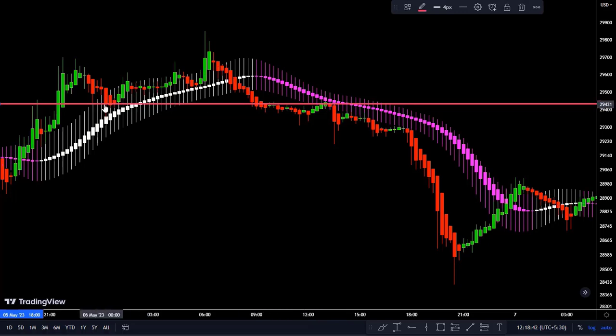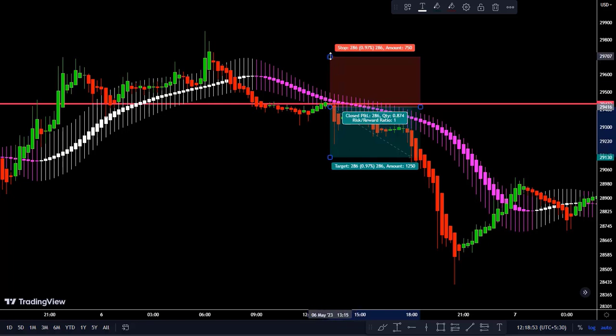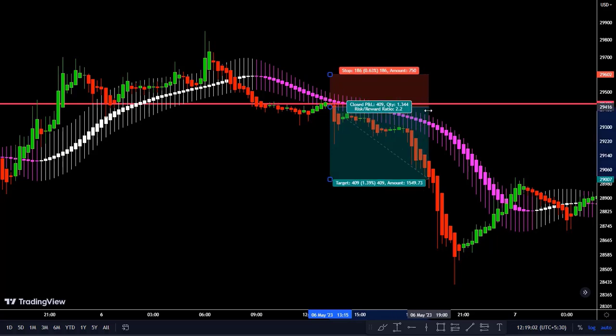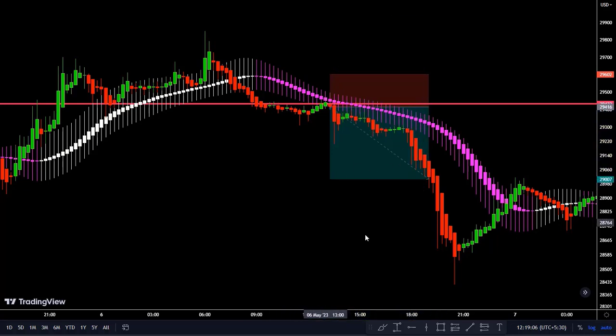Then the price retraced to the Heiken Ashi candlesticks, which acted as a double resistance. As soon as we see a sign of a continuation bearish trend, we open a short position. We target the previous low. As you can see, the trade was very successful, and here is one more example.